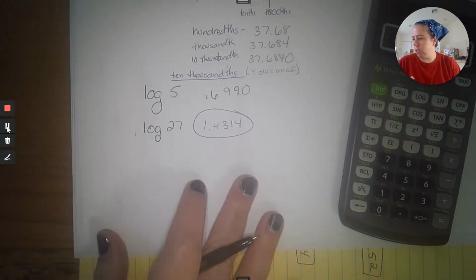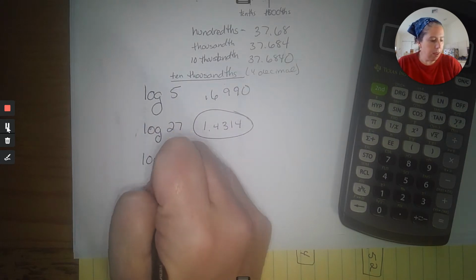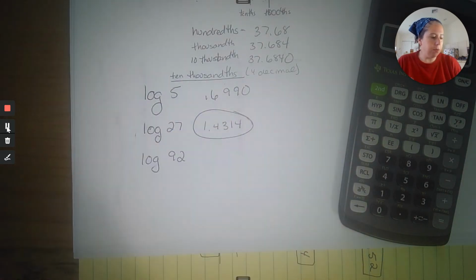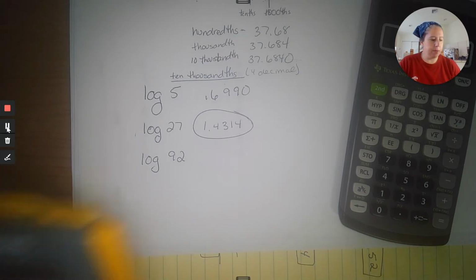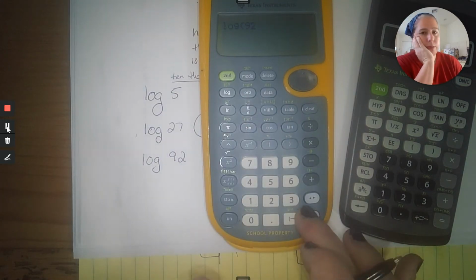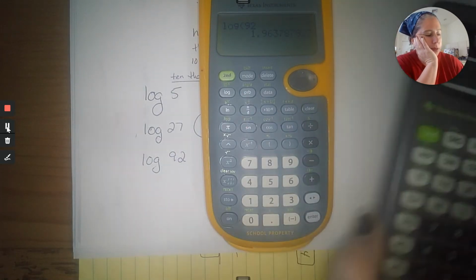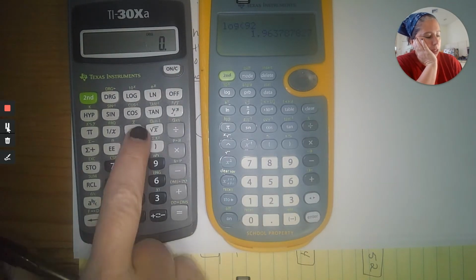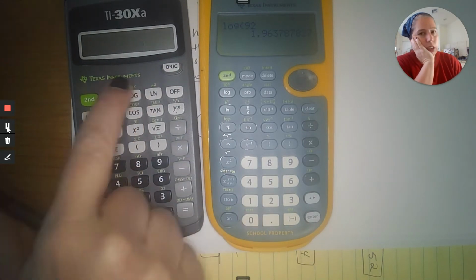All right, let's just do one more. Log of 92. Put log of 92 in your calculator. So we go log of 92 on that one. On this one, we're going to go 92 log.